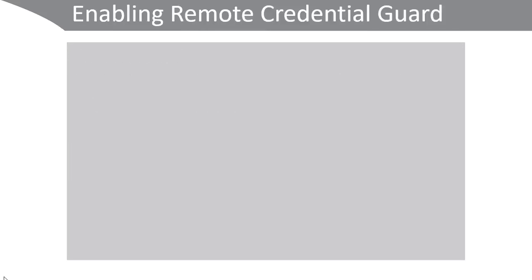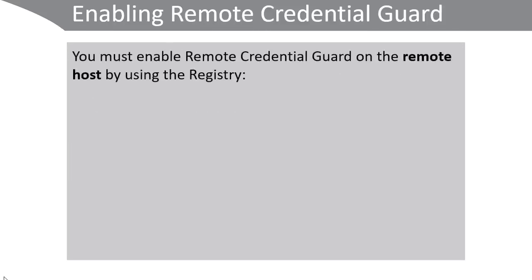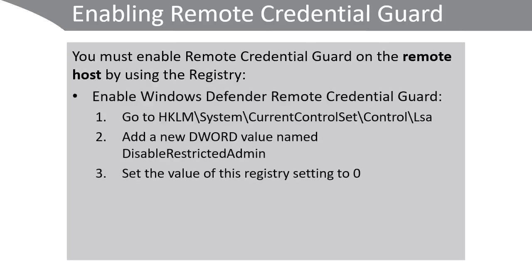To enable Remote Credential Guard, you must edit the registry on the remote host. Enable Windows Defender Remote Credential Guard by navigating to HKLM, System, CurrentControlSet, Control, LSA, and adding the DisableRestrictedAdmin DWORD value. Set that value to 0.